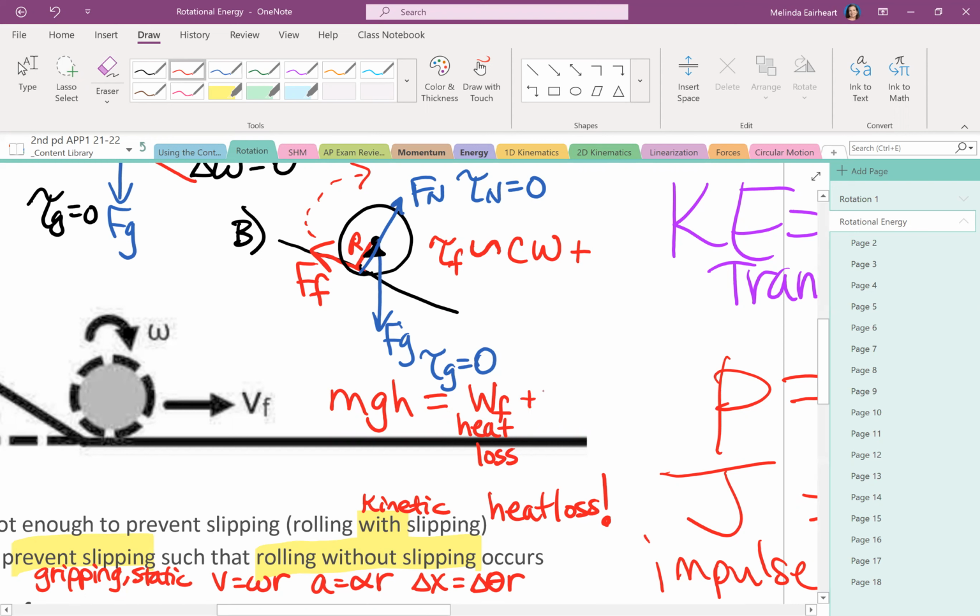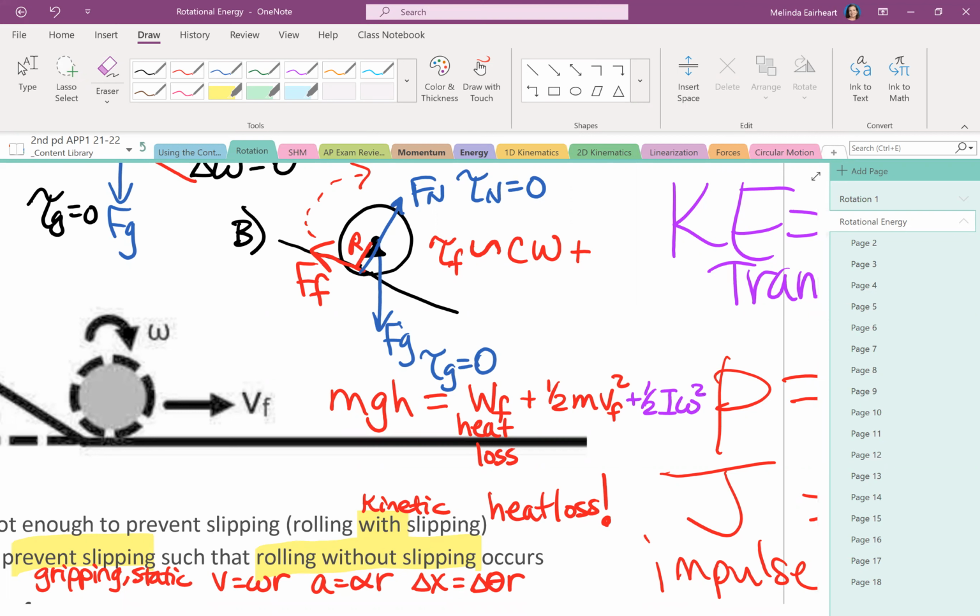Plus, isn't it still going to have 1/2 mv final squared? But hopefully you realize that when heat loss takes away some of that energy, we're not going to be going as fast. But we also have some rotation. And so can I squeeze it in here? Plus 1/2 I omega squared. And you have to keep it in this form because it's not non-slip.